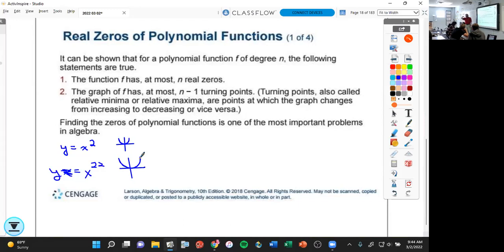A U at the bottom or a U at the top? Okay. Turning points are called relative minima or relative maxima. A turning point is where a graph changes from increasing to decreasing or vice versa.